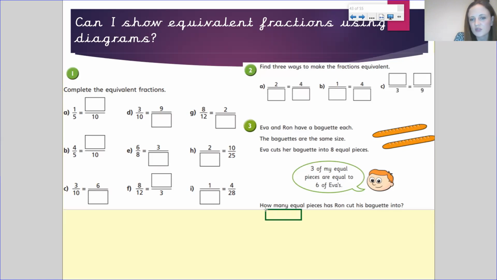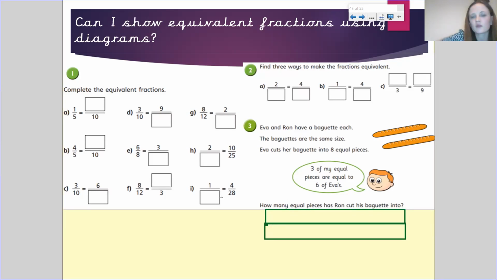So imagine your baguette was a little bar like that. I'm going to try and equally do that. So if Eva's is broken up into 8 equal pieces, 8 equal pieces. I'm just doing this very roughly so that you can see. Okay, 8 equal pieces. This is Eva's one, and then this will be Ron.